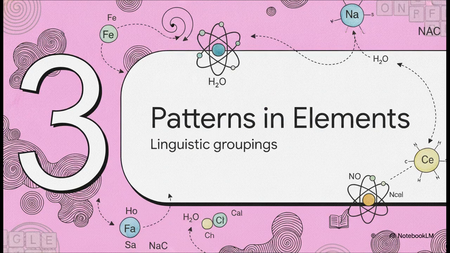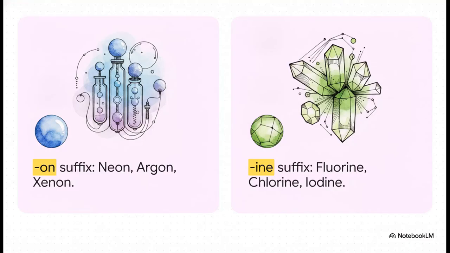Next up, patterns in the elements. Let's look beyond the math at some fascinating linguistic groupings. This brilliantly illustrates how the text itself creates families. Notice the elements ending in the "on" suffix on the left: neon at 10, argon at 18, and xenon at 54. Now contrast that distinct group with the "ine" suffix family on the right: fluorine at 9, chlorine at 17, and iodine at 53. Clear linguistic categories naturally emerge, grouping these sequential items together by their very names.